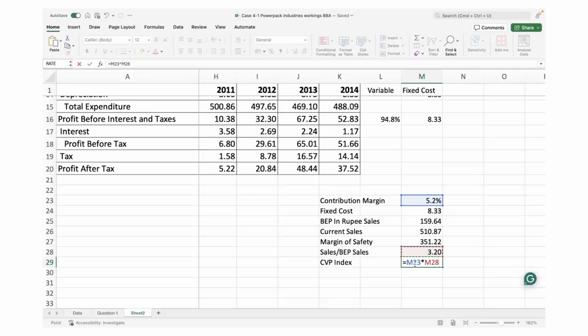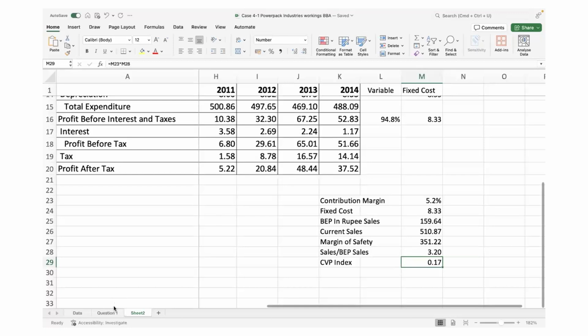contribution margin multiplied by sales divided by break-even point. The first term, the contribution margin, gives you the profitability of the business. The second term gives you the risk associated with the business. The larger the sales compared to the break-even point, the lower the risk, and together we get 0.16 as a CVP index, which is pretty decent.